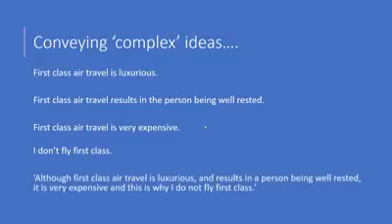So I can put this together in a sentence. Although first class air travel is luxurious and results in a person being well rested, it is very expensive. And this is why I do not fly first class. So what I've done here, this is a complex sentence. So I've used a complex sentence in order to convey clearly 4 simple ideas. If we combine these 4 simple ideas together, we come up with complex ideas. So the reason why they're complex is there are more than one of them. And I've combined it and used it in a complex sentence to convey my complex ideas.